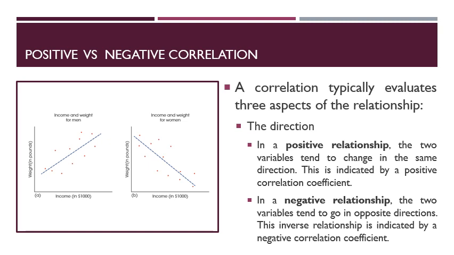Now let's look at the example for income and weight for women. This is a negative relationship. The two variables go in opposite directions. As women's income is higher, their weight is lower. And as women weigh more, their income is lower, and as women weigh less, their income is higher. So this is a negative correlation.